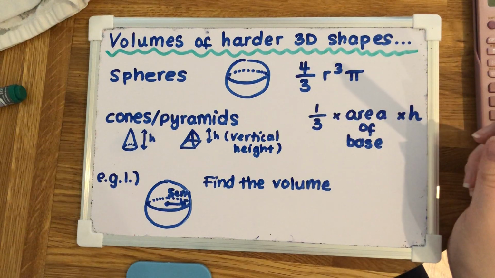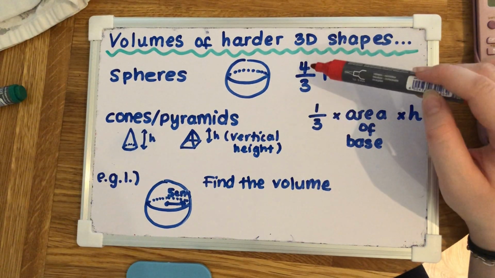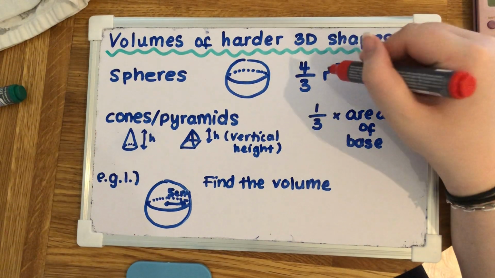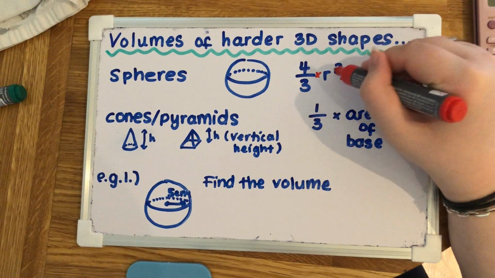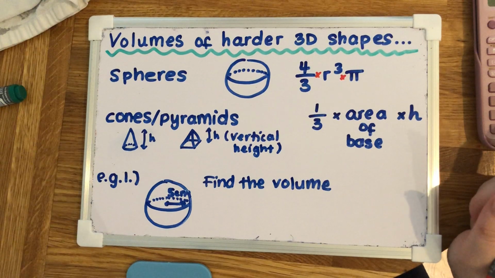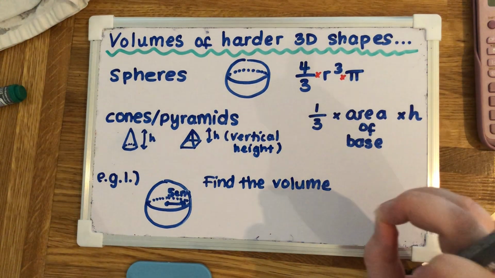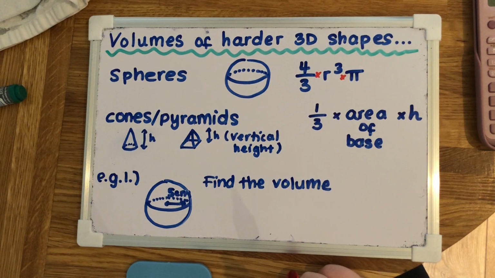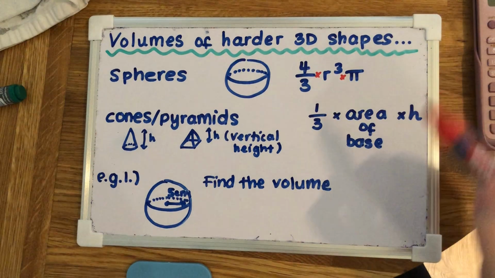So the volume of a sphere is this formula: 4/3 r cubed pi. These are all multiplied together, and r represents the radius, so that's from the middle of the sphere out to the outside of the sphere. Or if it's to do with circles, it'll be from the middle to the circumference. So yes, that's the formula for that.